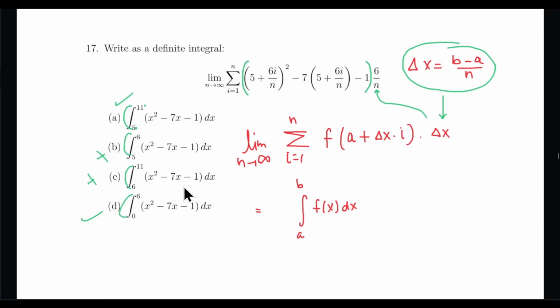Now, look at the function. What will make sense? What is a? The question is, is a 0 or is a 5? I think 5 makes sense because look at the inside. It should be a plus delta x times i, and this is a plus delta x, a plus delta x. And this is just a constant, so a constant doesn't have any x to replace. So obviously the lower bound should be 5. So that should be our answer.